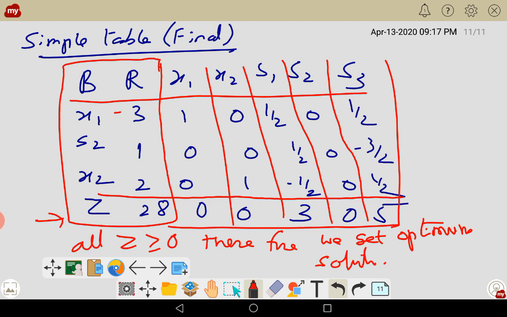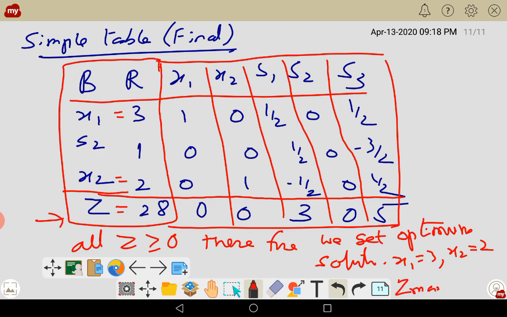It can be taken from here. x1 is 3, x2 is 2. Only two original variables, others are dummy variables. So x1 is 3, x2 is 2. When you use these in the objective function, z maximum is 28. That's the end.